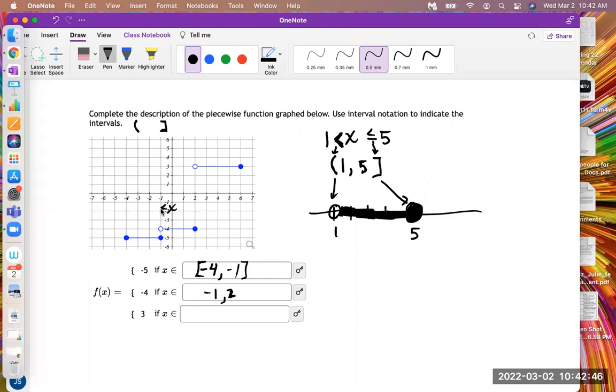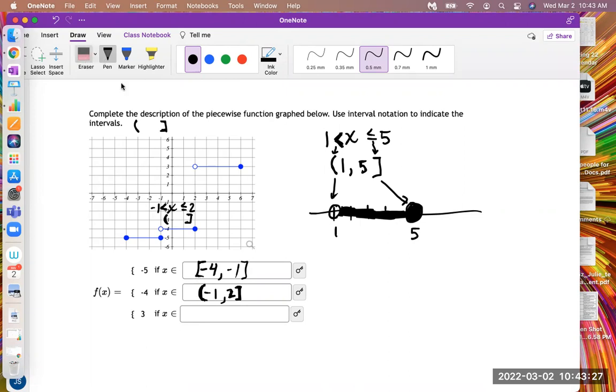x is strictly greater, with the strict inequality, meaning there's no equal sign. But then this end is shaded, so I would use the or equals 2. And if I want to write that in interval notation, the strict inequality is the parenthesis, and the or equal to is the square bracket. So that's what this one's going to look like: a parenthesis on one side and a square bracket on the other. And there is a difference, and they will mark you wrong if you don't get these parentheses or square brackets correct.